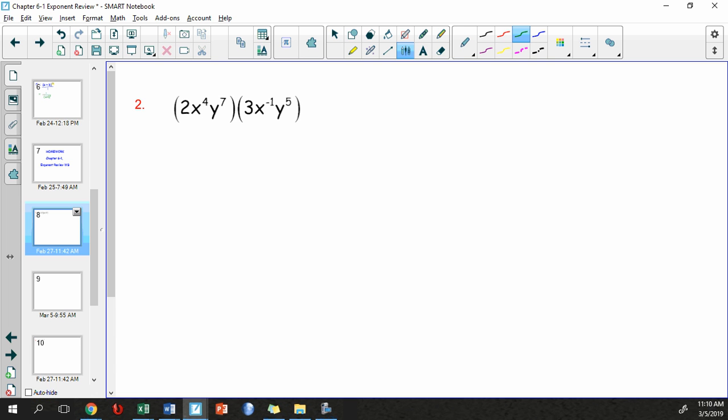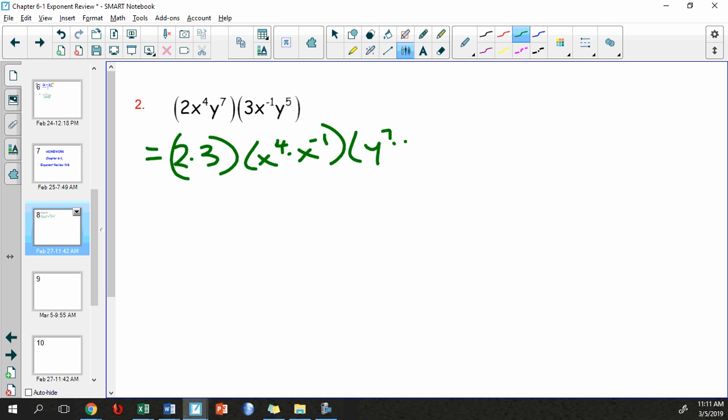Okay, so first things first, put on any missing exponents anywhere. Do I have any exponents on the outside of the parentheses that need to be distributed in? No, so this is a piggy bank problem, isn't it? Where you can simply rearrange things. So if I rearrange things, this is going to be 2 times 3, x to the 4th times x to the negative 1, y to the 7th times y to the 5th. Does everybody understand what I just did, yes or no? Questions?